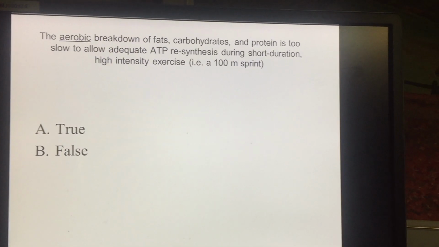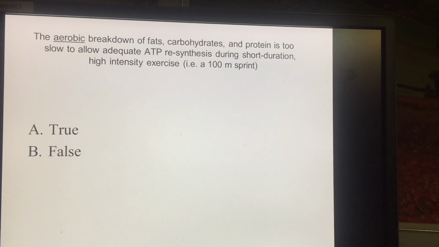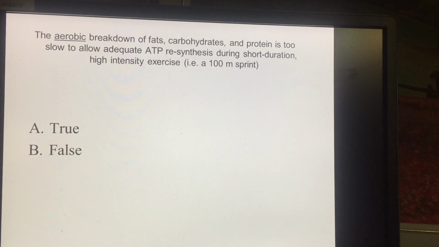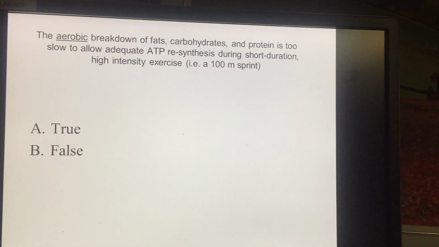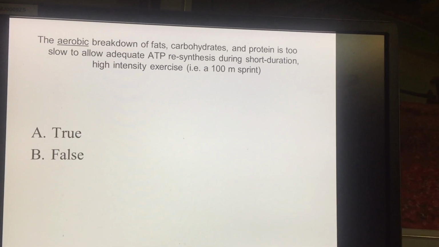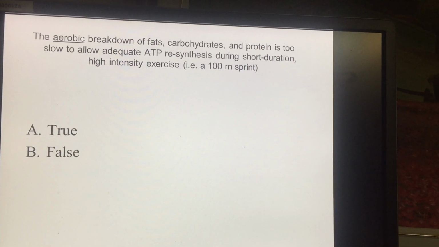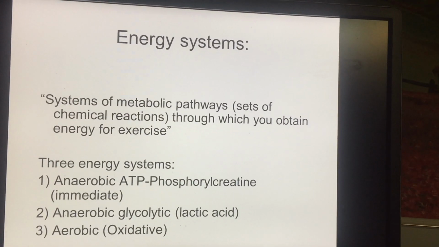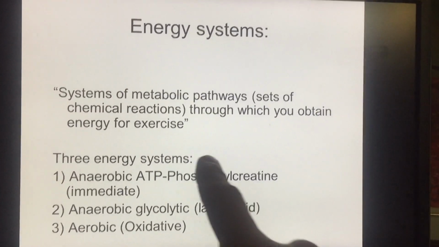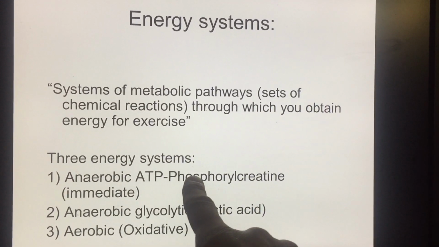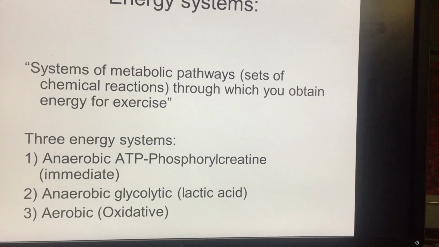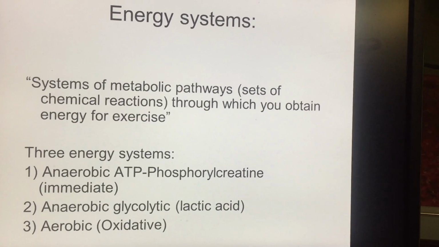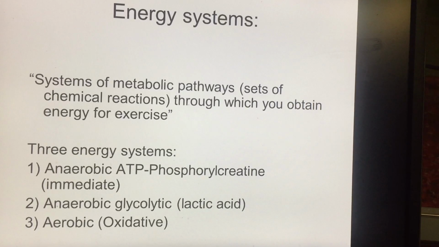The aerobic breakdown of fats, carbohydrates, and proteins is too slow to allow adequate ATP resynthesis during short duration, high intensity exercise. So the example here is the 100-meter sprint. And this answer is true. So the energy system that you use during something like a 100-meter sprint is going to be this first one, called the anaerobic ATP phosphocreatine energy system, also called the immediate energy system. So that's the energy system that's going to be used during high intensity, short duration exercise.